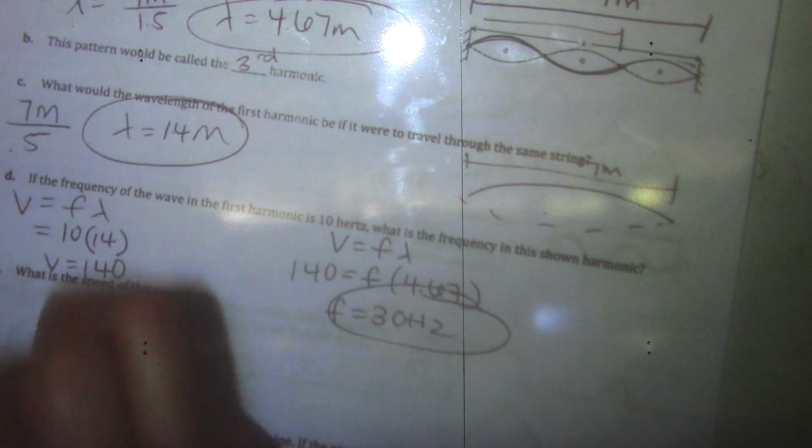The frequency in the first harmonic is 10. What is the frequency in this shown harmonic, so above? I'm going to use V equals F wavelength. Frequency is 10. I have to use the wavelength that goes with that, which is the first harmonic. The wavelength in the first harmonic is 14. That gives me a velocity of 140. And now I can use 140 with my third harmonic's wavelength because my speed stays the same. So it's still 140. You just divide, you get a frequency of 30 hertz. And the speed we already found was 140.